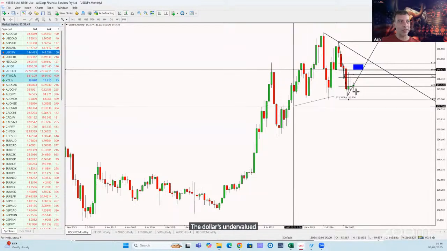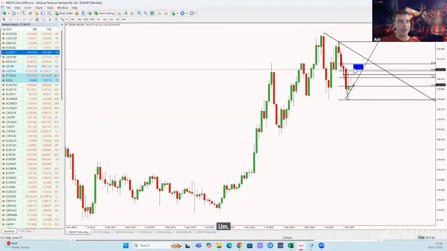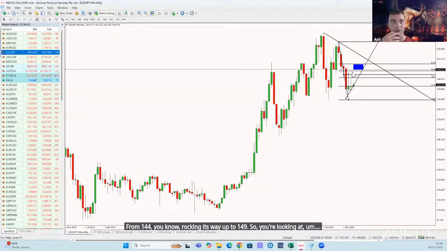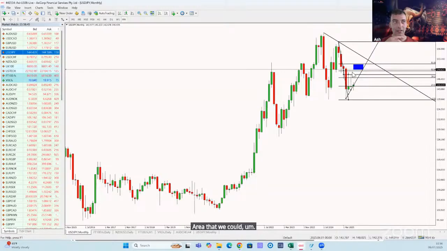The chart backs that up, that the dollar's undervalued. If you look at these areas here, it looks like it's on a support zone somewhere, and the resistance level is at least from 144, rocking its way up to 149. So you're looking at like 500 pips to the upside before this is a kind of comfortable area that we could trade.